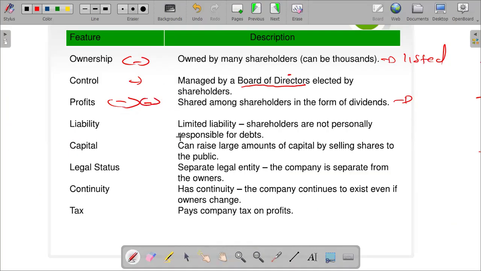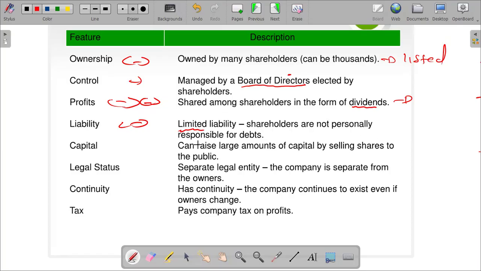That's how you share your profits within a public company in the form of dividends, giving portions of either money or shares to the public. And then as we move along, we talk about liability. As I said, limited means separated. The company and the owners or the shareholders are not part of the same liable debt. So the company is separated from the shareholders.